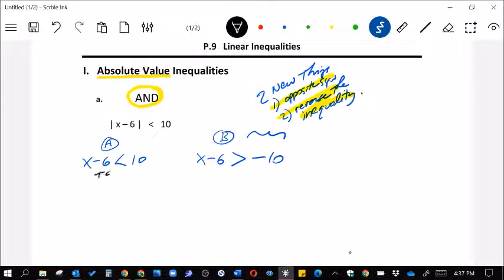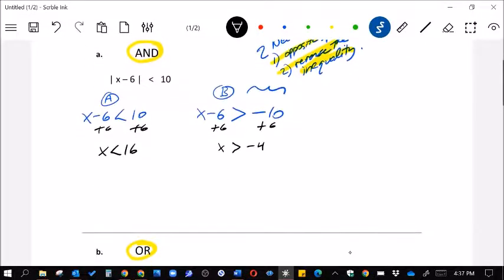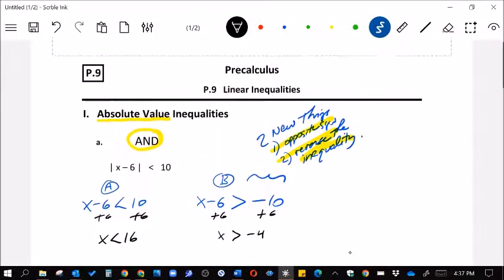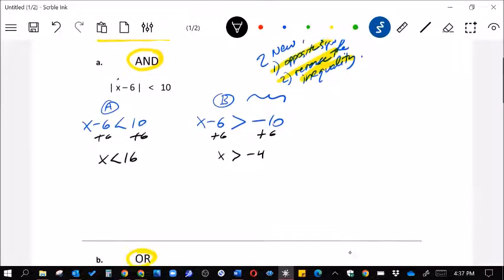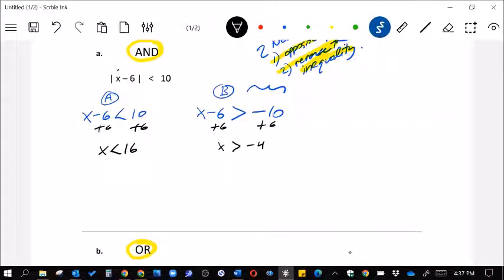Here I'm going to add 6 to both sides, and I get x is less than 16. Here I'll add 6 to both sides, and I get that x is greater than negative 4. Now let's graph this. In order to give the answer for what x is, we're going to answer in interval notation. Actually, I'll show you both of them anyway.